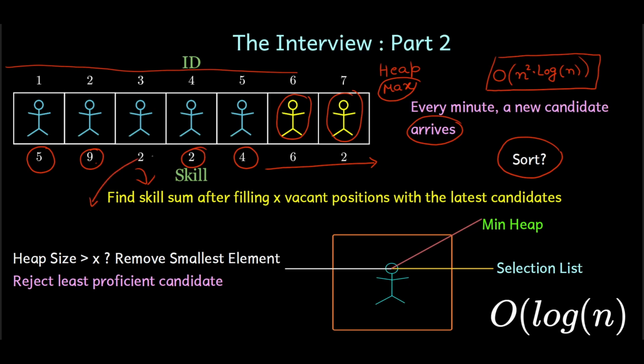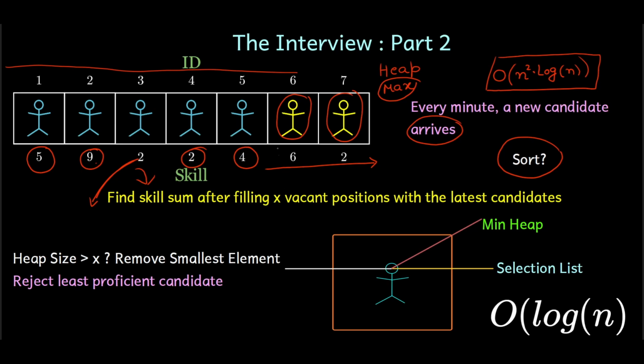Notice that since elements are only arriving, once a candidate has been rejected, they will never be reconsidered, right? Because new and better candidates are applying for the job each and every day. So we will maintain a list of all the candidates that are selected in a min heap. We'll talk about why we used a min heap in a while.